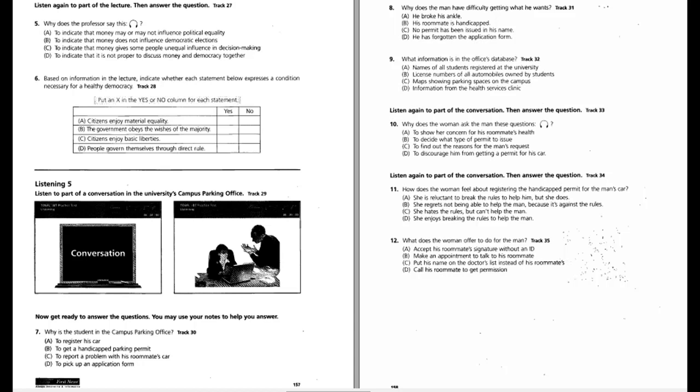Number 10. Why does the woman ask the man these questions? So why do you need his permit on your car? Does he know you're trying to get his handicapped permit?